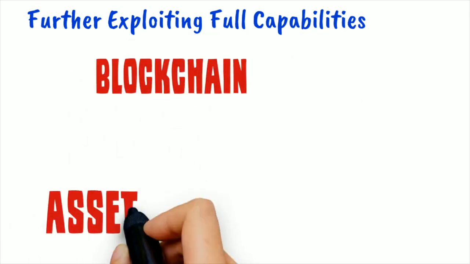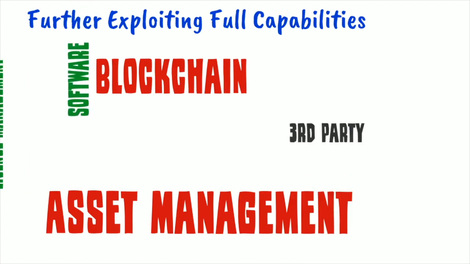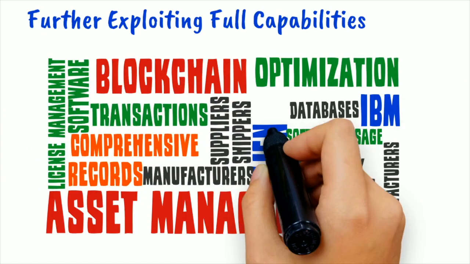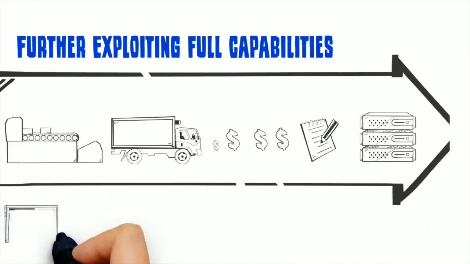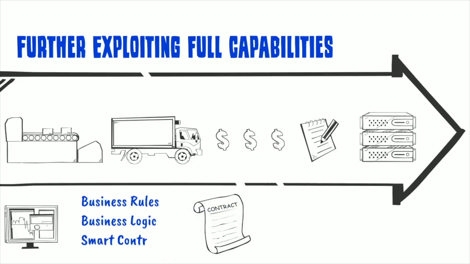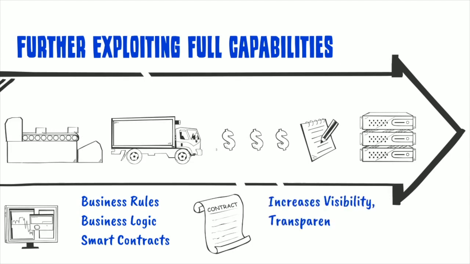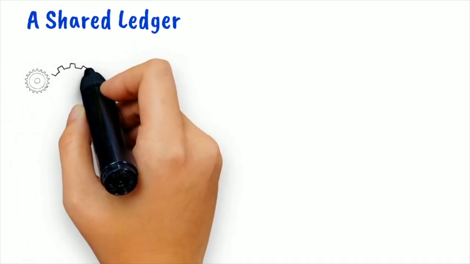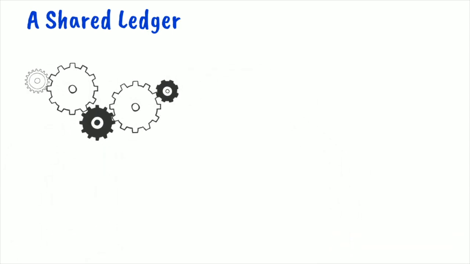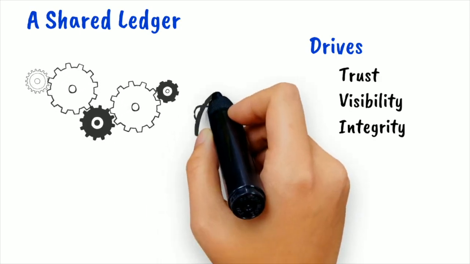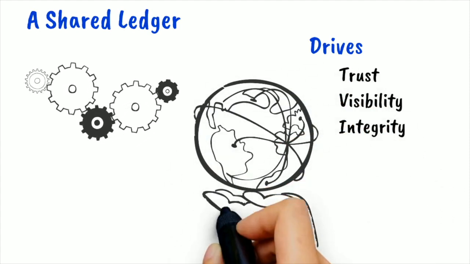Future MVPs should include hills in software license management and optimization usage from IBM and third-party vendors and manufacturers, creating a comprehensive record of transactions combining data cutting across disconnected databases of suppliers, manufacturers, shippers, clients, and IBM. And when we link to that end-to-end shared ledger, with the ability to embed business rules and business logic with smart contracts, then we really start to see a way in the future where we can increase visibility, transparency, and auditability. And probably more importantly for the future, be able to re-engineer our business processes fundamentally, because by having a shared ledger, we drive trust, openness, visibility, and integrity that really is fundamental to the way we are going to operate and interact in the future.